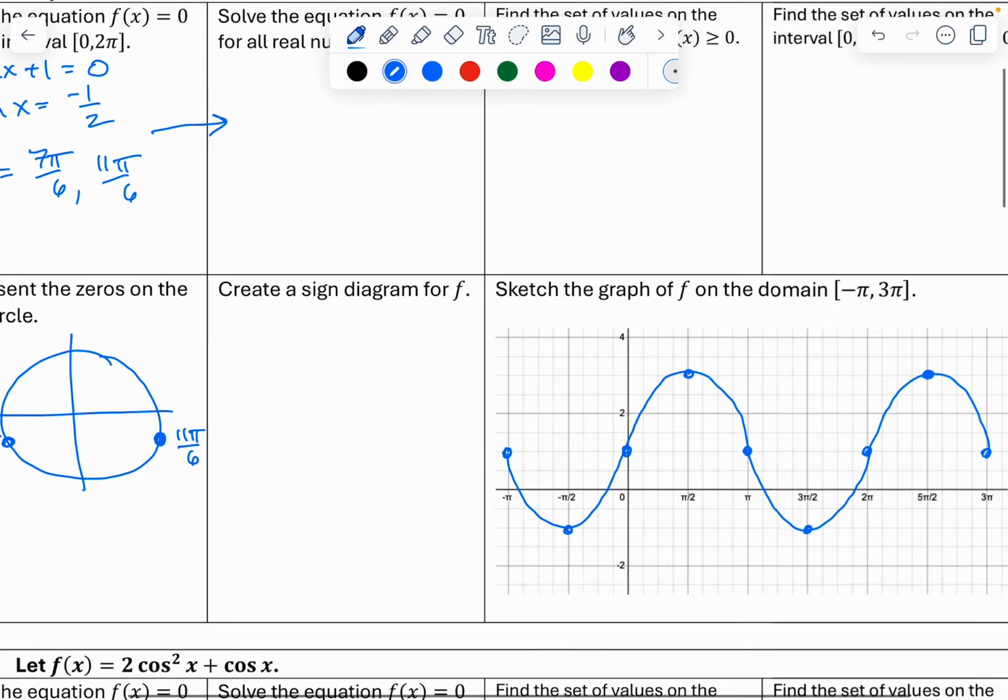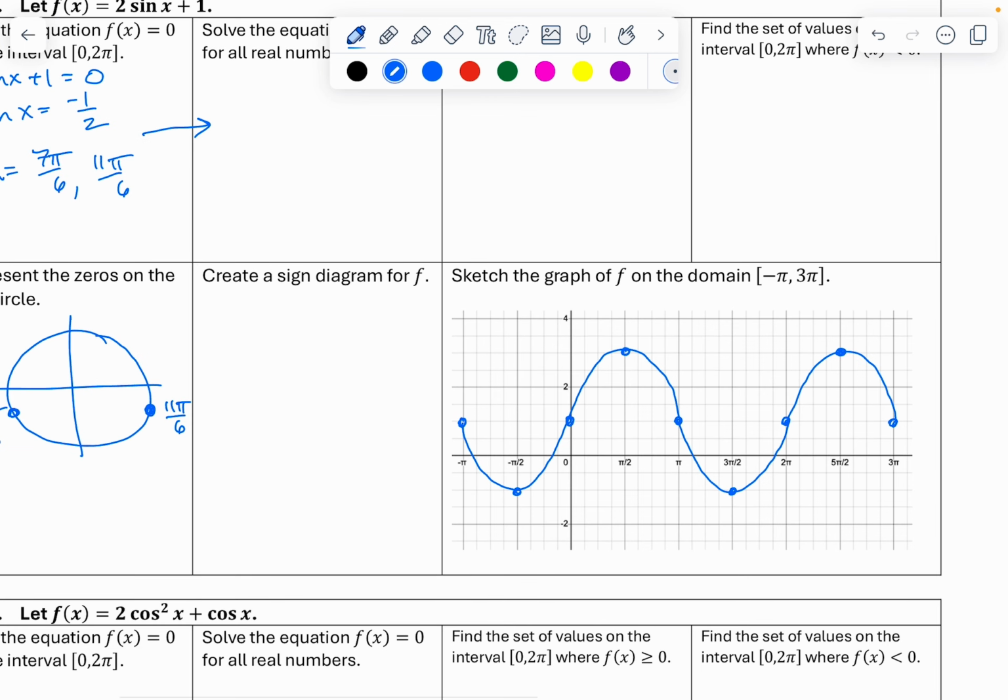By the way, this is like asking when this graph equals 0. When did that curve equal 0? I see 1, 2, 3, 4 zeros just based on what we've drawn. The first part was saying on the interval from 0 to 2 pi, where were our answers? Well, they were here and here, and from the unit circle we know that this one is 7 pi over 6, and this one is 11 pi over 6.